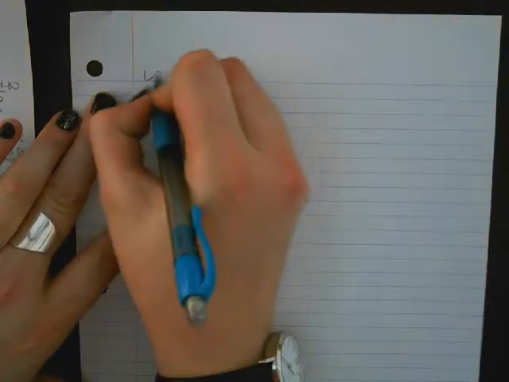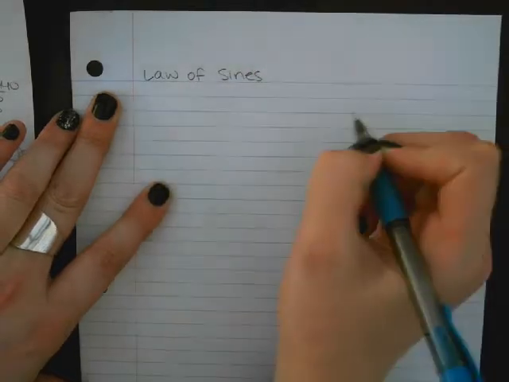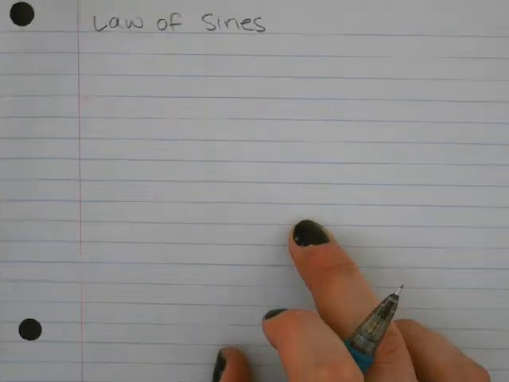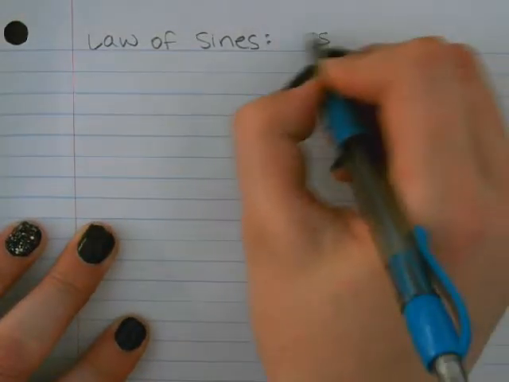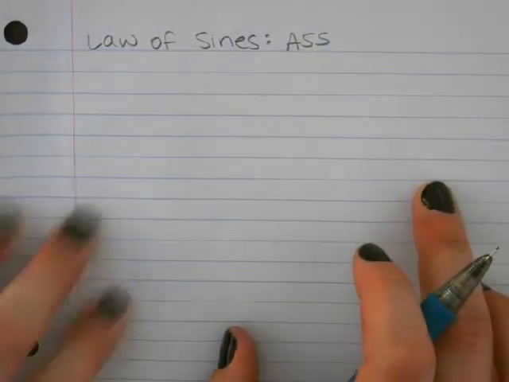So we are still doing law of sines. Goodness gracious. This is law of sines. Last night we did angle, angle, side, and angle, side, angle. And right now we are going to do side, side, angle. These are very specific triangles.